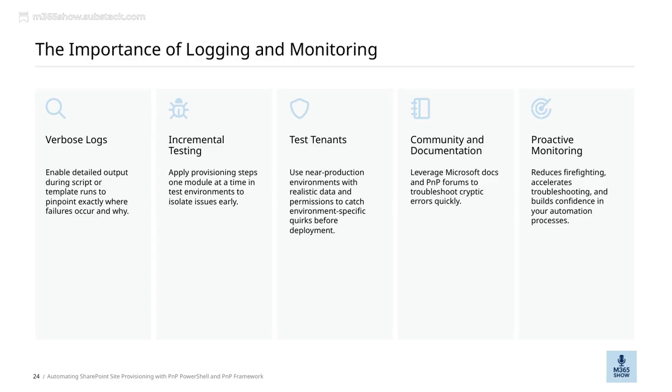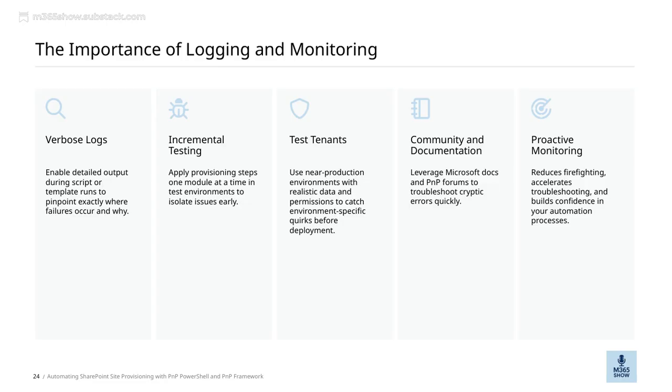Another important aspect is testing in environments that closely mirror production. Using near-production setups with realistic data and permissions allows us to catch environment-specific quirks early on. This way, we can address potential issues before they reach the live environment. Applying provisioning steps gradually, one module at a time in test tenants, helps us isolate problems early. It's much easier to identify what's causing an issue when changes are incremental and controlled.